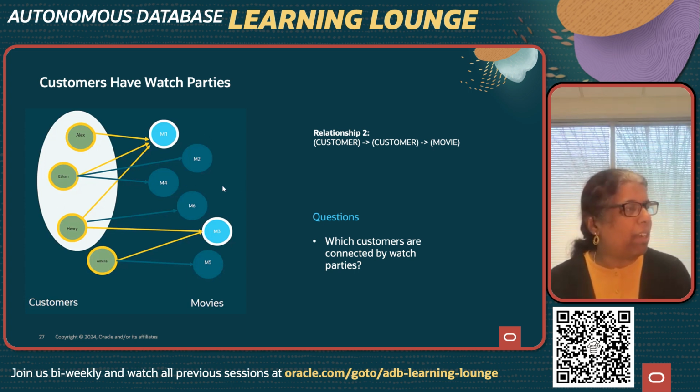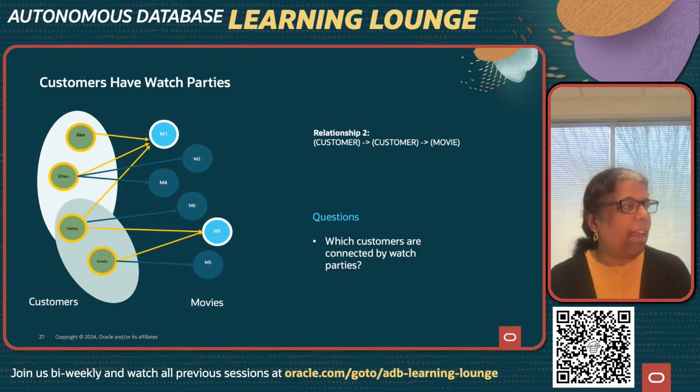So these three customers are connected together. And again, these two customers are connected together as well. So we have this graph with all of these connections that we'll see how we can create, and then we'll see how we can use that in interesting ways in the generative AI application.